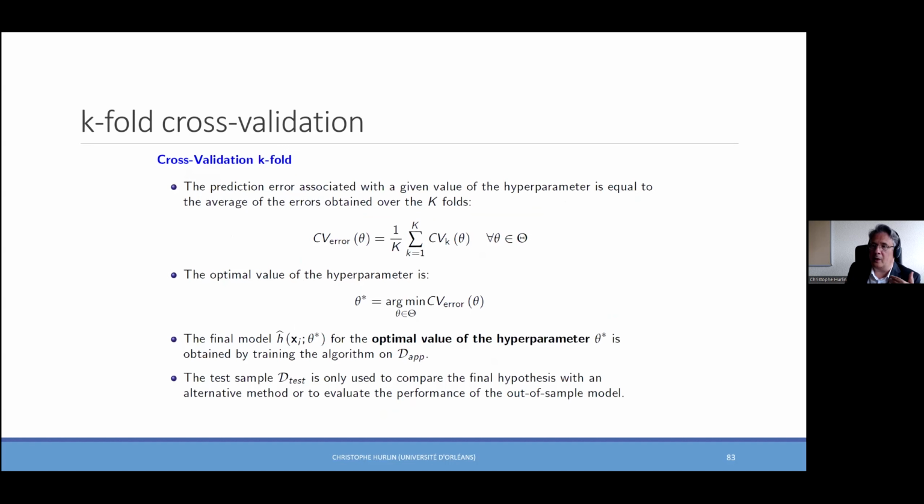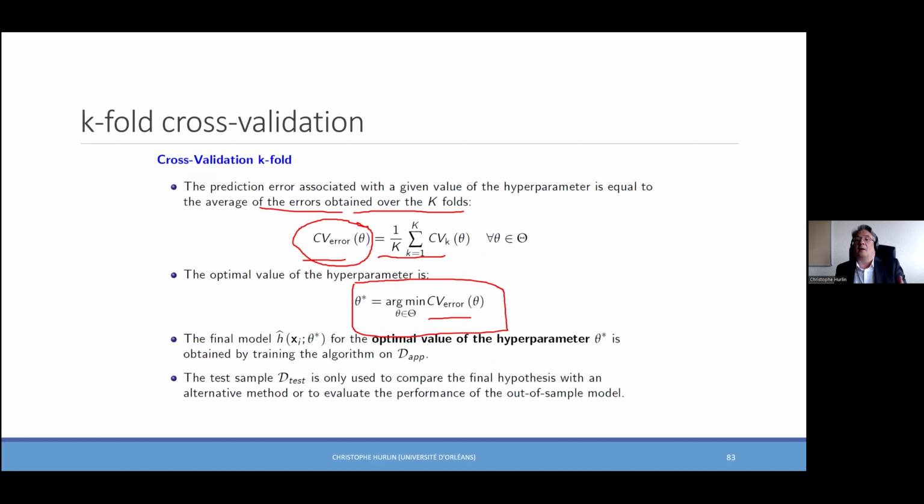Then we have a loop on the folds, and we average the cross-validation error over all the K folds, so we have a cross-validation error obtained by K folds. The optimal values of the hyperparameters are the values that minimize the cross-validation error. The final model with theta star, the optimal value, is obtained by training the algorithm on the whole training data set, and then you use the test set to compute your R squared, whatever, with this model.